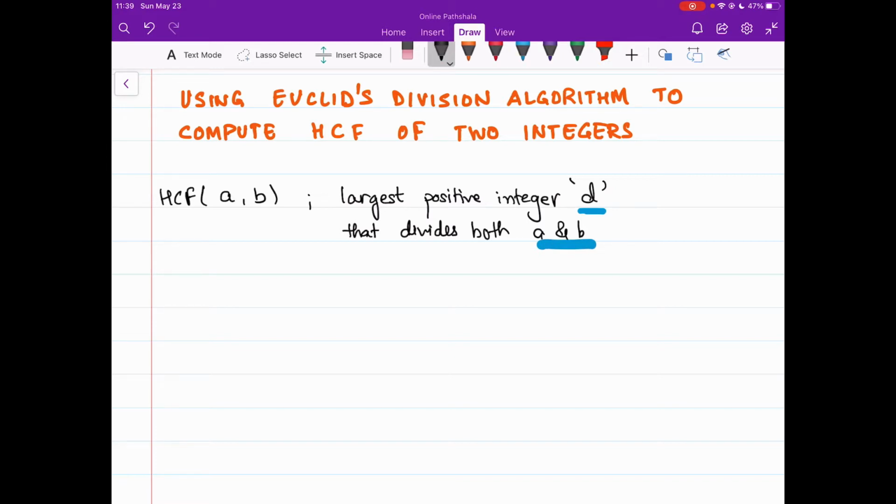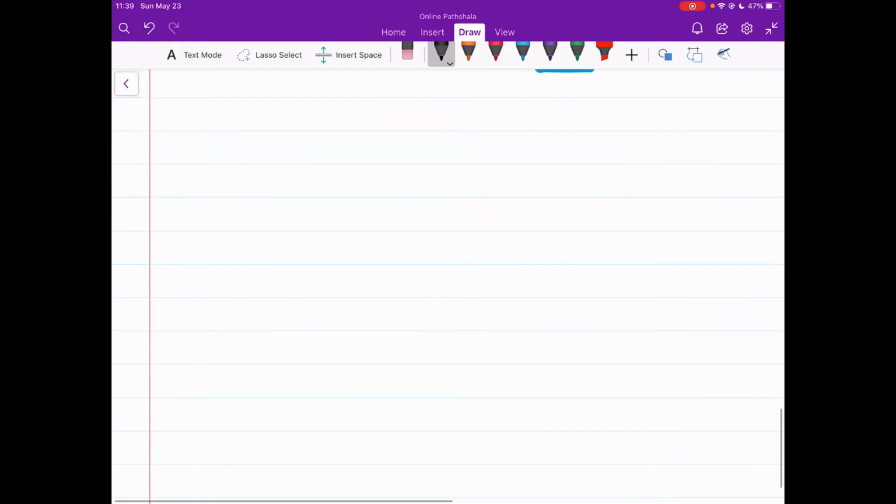Now, before we jump into the formal statement of Euclid's division algorithm, let's try to understand how it really works. Let's take two numbers, 455 and 42. What we need to find is the highest common factor, HCF, of 455 and 42. The way you would have done before is you would have found all the factors of 455 and 42, and then looked at them and figured out which one is the highest common factor.